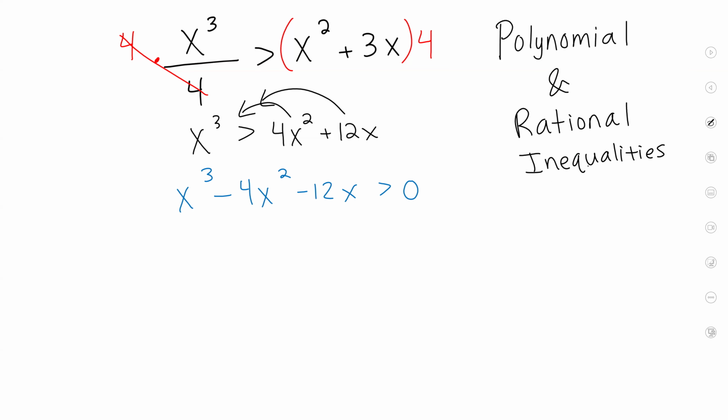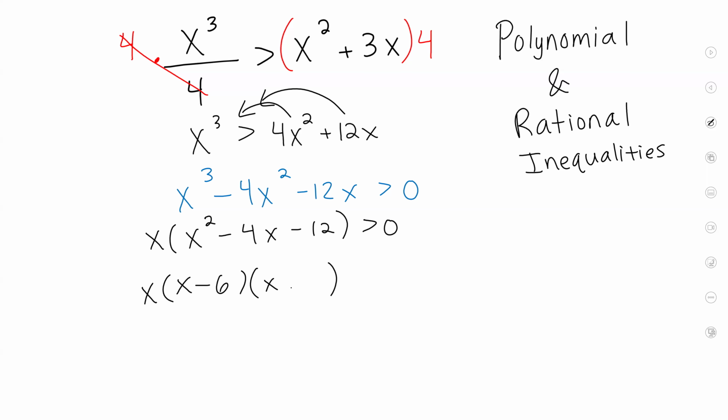Okay, now we're going to factor this. I'm going to pull out an x, leaving me with x squared minus 4x minus 12. What can you now do with this polynomial? Factor it even further to linears. What should my factors be? Exactly. X minus 6 and x plus 2 need to be greater than 0.